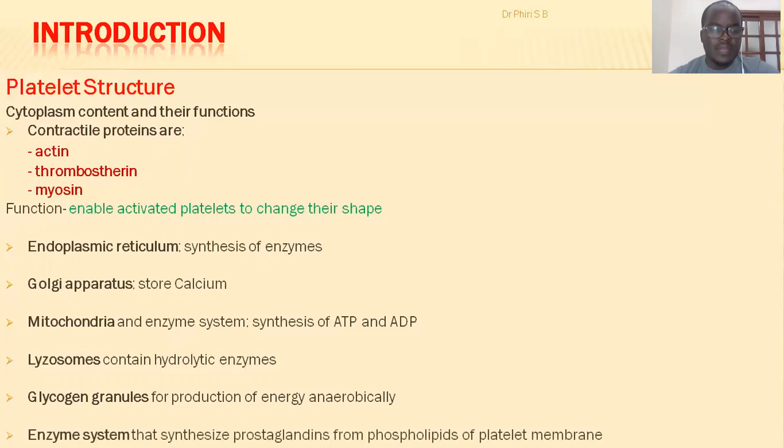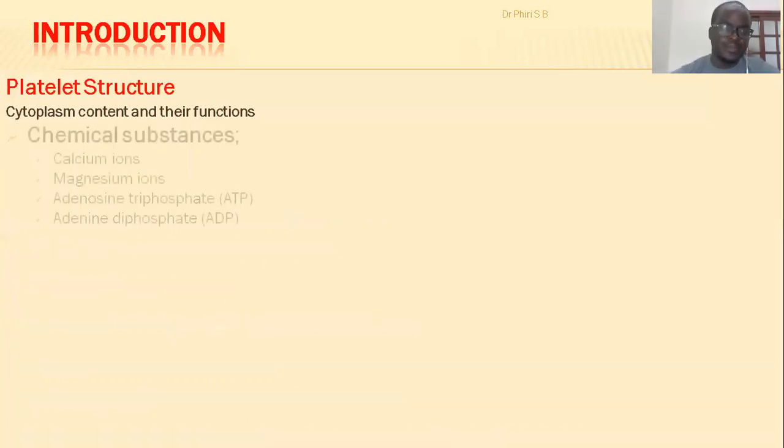Then you also have the enzyme system that synthesizes prostaglandins from phospholipids of the platelet membrane. So within the cell membrane of platelets, you have phospholipids, and these phospholipids can be converted into prostaglandins. And these prostaglandins have a function in the clotting mechanism, as we'll be discussing later on. So you need these prostaglandins that are produced from phospholipids by these enzymes that are also found within platelets.